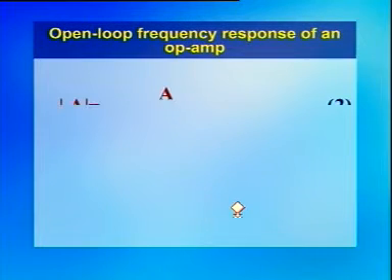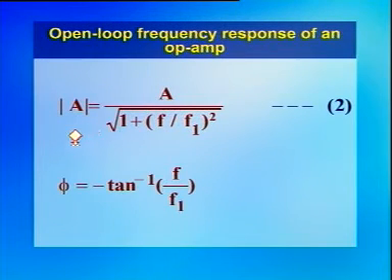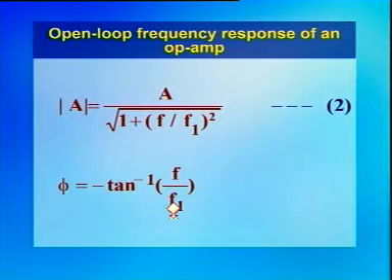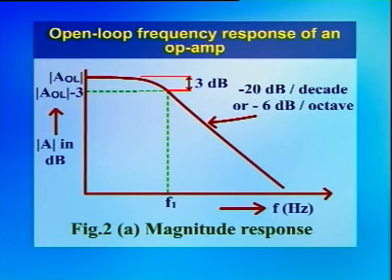From the above equation, we find that gain is a complex quantity. So its phase angle and magnitude are given by: magnitude of the gain, mod A equal to AOL by root of 1 plus f by f1 whole square, and its phase angle is equal to minus tan inverse f by f1. Both phase angle and magnitude are functions of frequency as shown in figure 2.